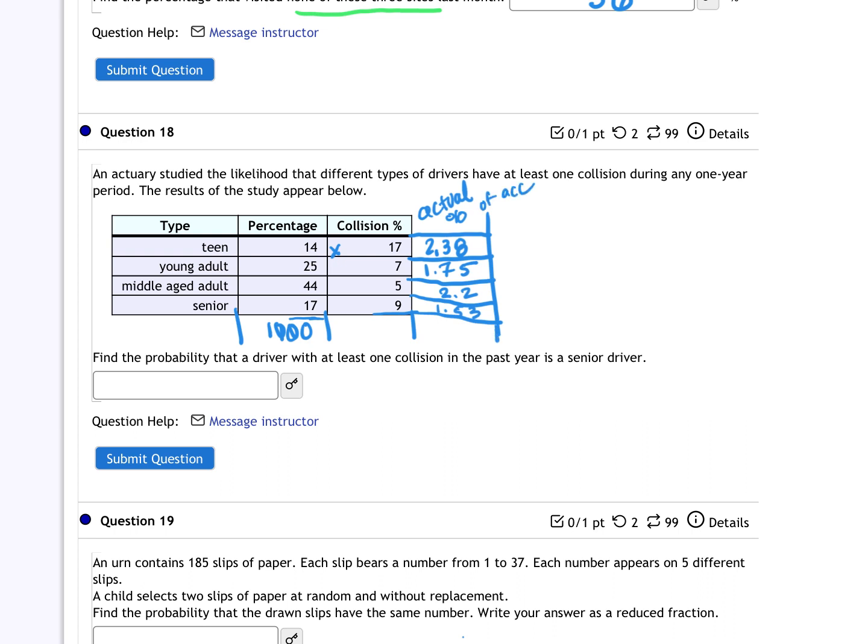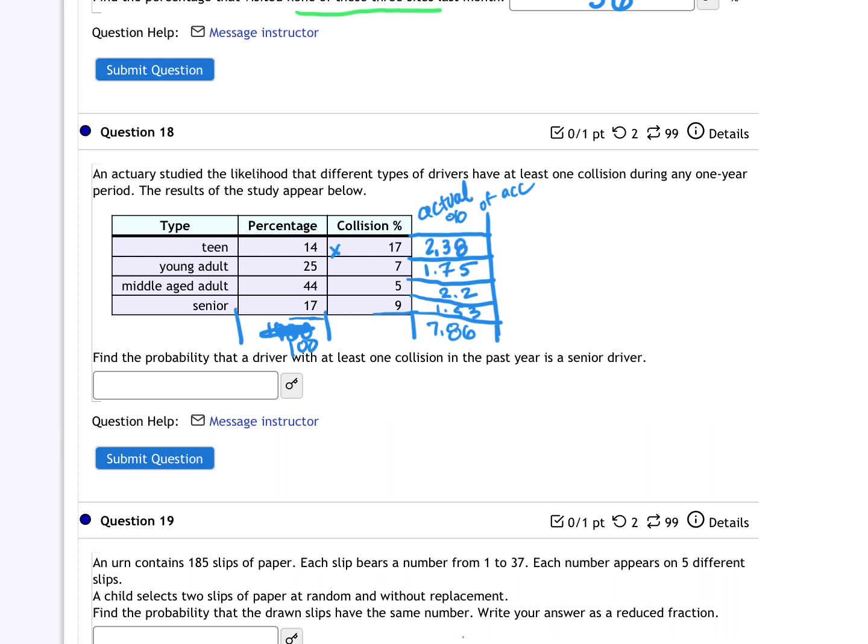And then let's add these up. Now this is 100 here, we know that. Let's add these up, and when we add these percentages up, we end up getting 7.86. Now that we have this table actually complete, we can ask the question.